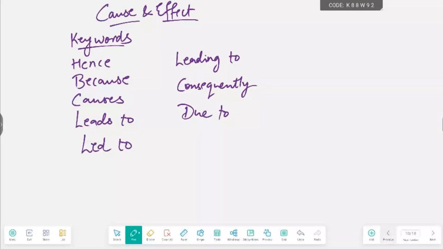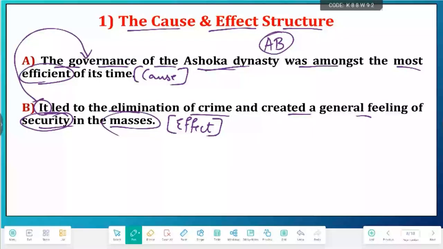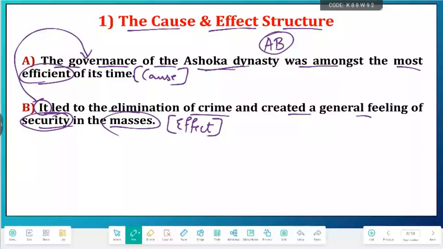Now going back to our statement over here, we can see that in statement B, we have led to. I hope you're finding it on your screens. We have led to in statement B, which directly tells us that it is a cause and effect structure. What you guys have to do is identify the keyword. Once you find this keyword, led to, because, consequently, due to, leading to, it should click in your brains that this is going to be a cause and effect structure. Once you identify the cause and effect structure, you just have to find which one is the cause and which one is its effect. I hope you're understanding the cause and effect structure.